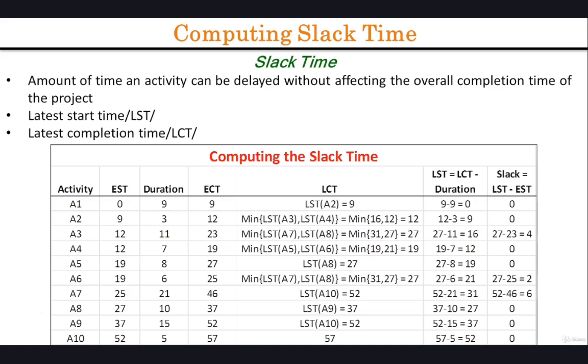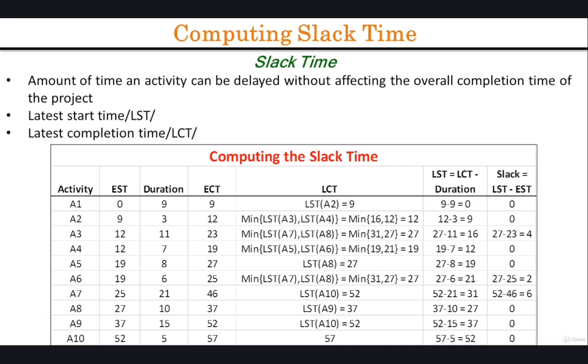In other words, we can delay the start of A7 by 6 days without affecting the overall completion time of the project. Based on this observation, we define the slack of an activity as slack time equals latest start time minus earliest start time. In the same way, we can compute the other information of the late schedule. Note that the columns latest start time and latest completion time are computed by going backward through the project graph. Thus, we start with the rows at the bottom of the table and work our way up. As expected, the slack time of all activities on the critical path is 0.